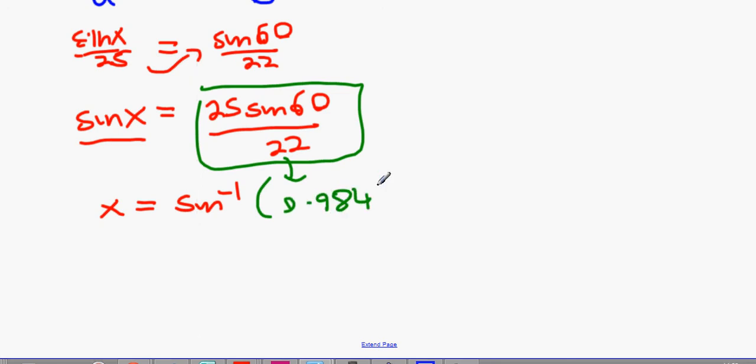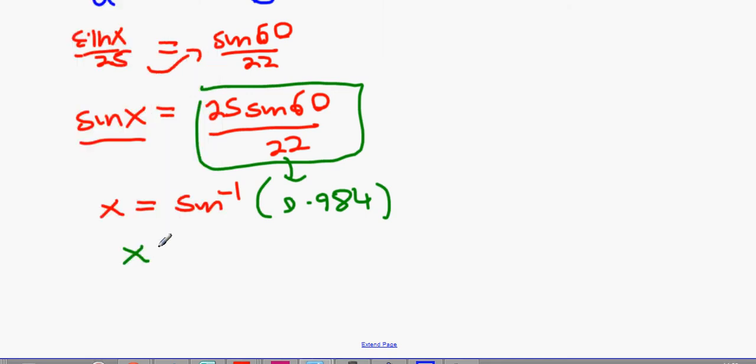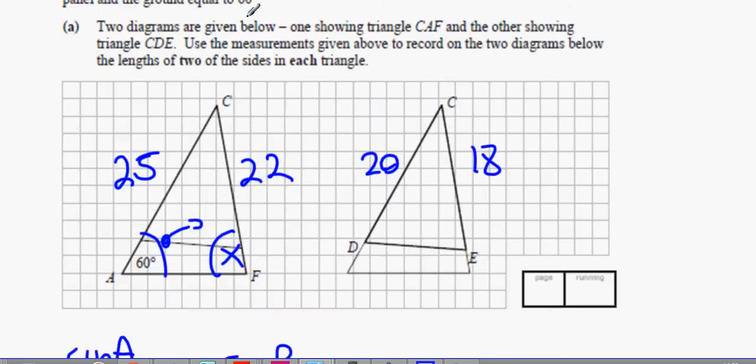Okay, so let's sine inverse that. Shift, see the sine inverse button, and I'm going to put in my answer, which is 0.984. This means that sine inverse is 79.78, or 79.8, we'll say. So the angle X is 79.8, which is located up here. We can now figure out what this angle here is by taking it away from 180.